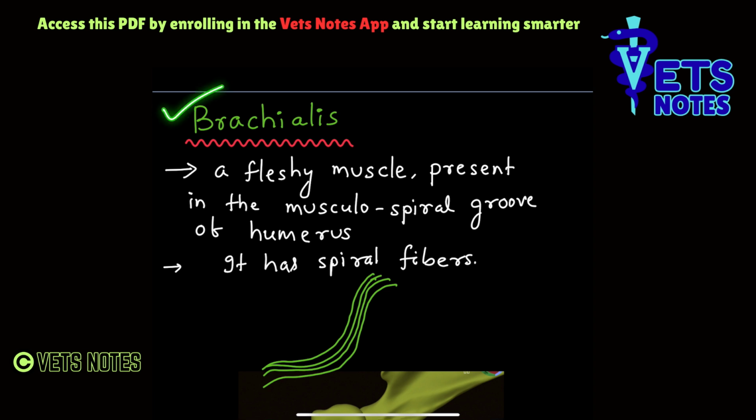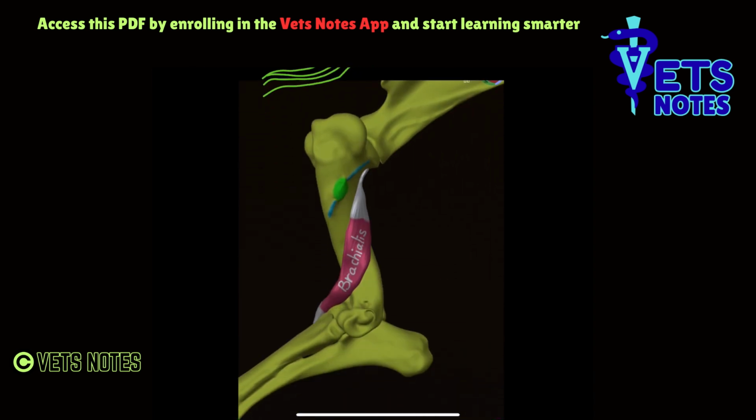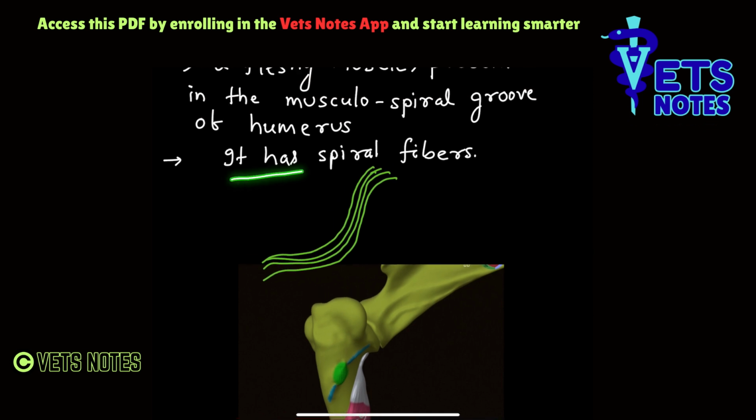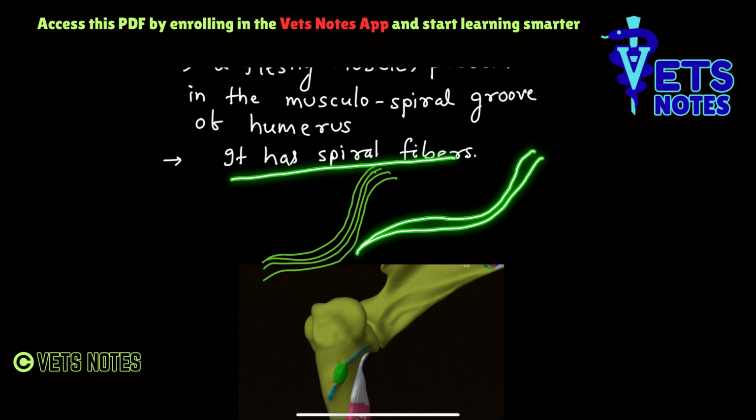Another muscle is your brachialis muscle. Okay. A fleshy muscle present in the musculospiral groove of the humerus. You can see. So this is the musculospiral groove of the humerus. Okay. So that musculospiral groove is occupied by one spirally arranged fleshy muscle, that is the brachialis muscle. It has spiral fibers, means the fibers are spirally arranged.